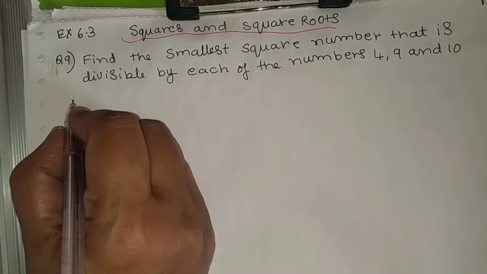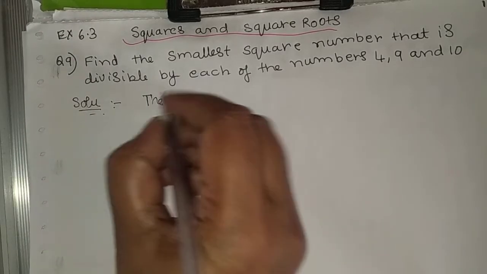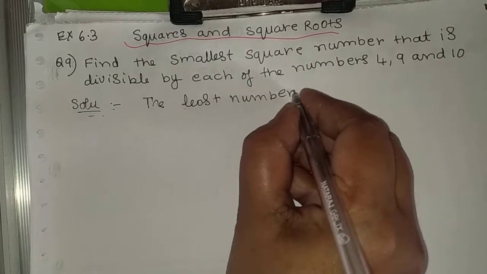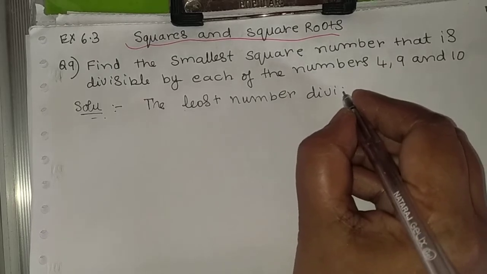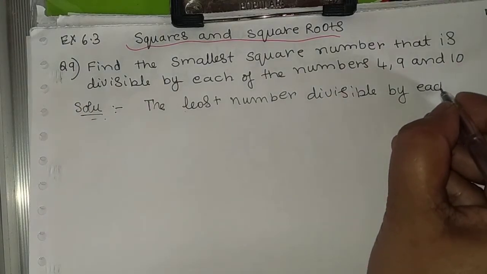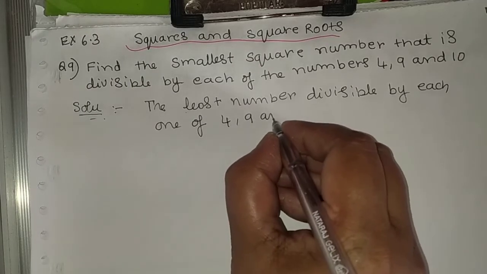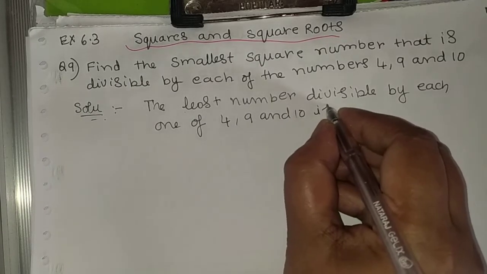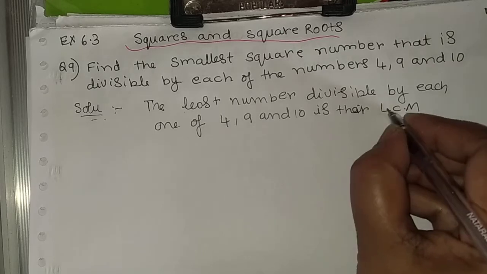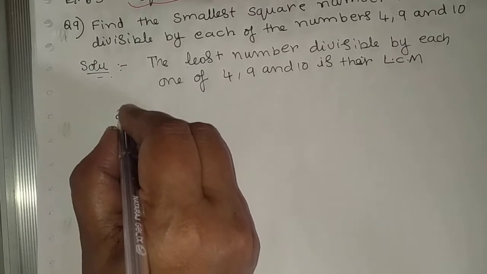First step, the least number divisible by each one of 4, 9 and 10 is their LCM. So first we have to take all three numbers given and find out the LCM. So we'll start the problem.